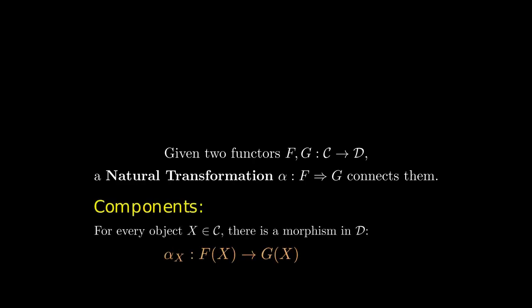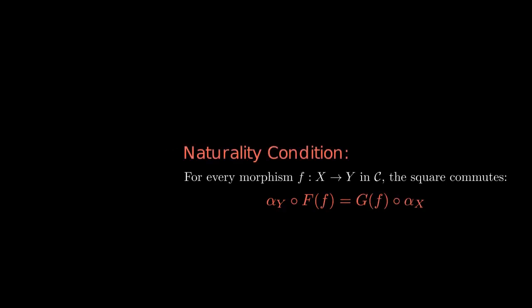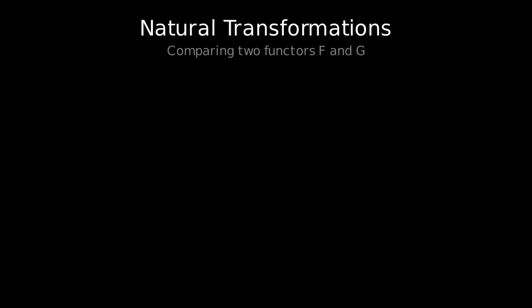Given two functors, we have a natural transformation. So a natural transformation is a morphism that satisfies a naturality condition. Let's see this in action.